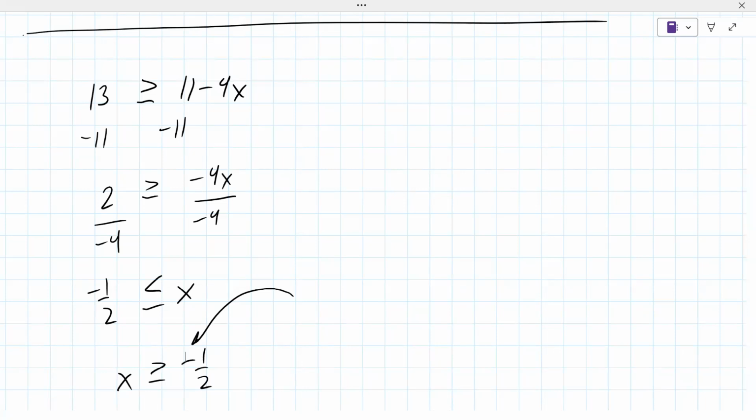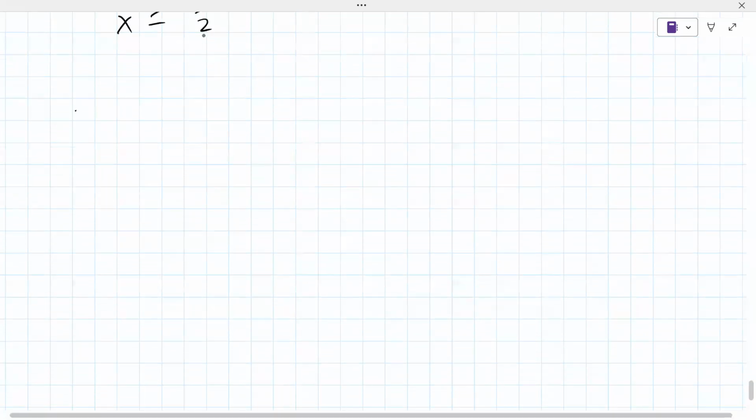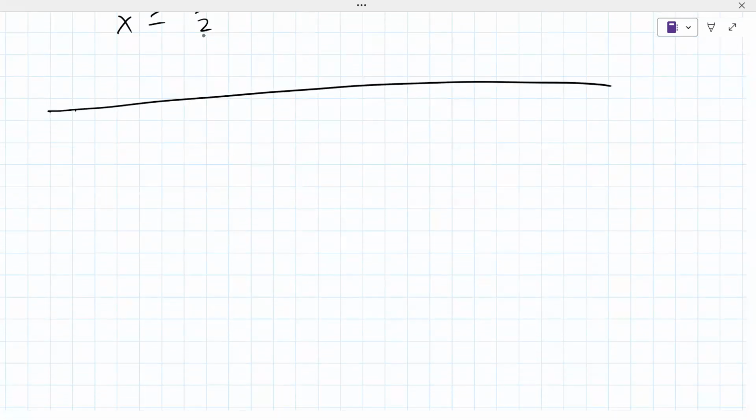All right, let's try another one here. Let's go. 4 minus 3y less than 6.